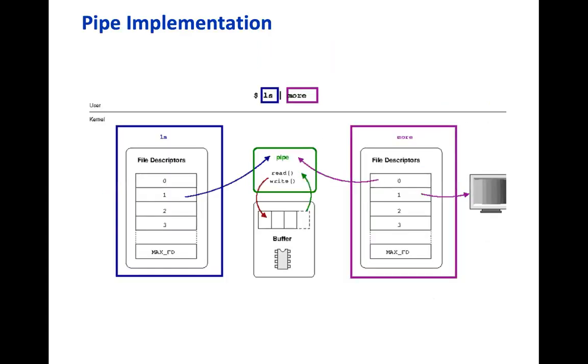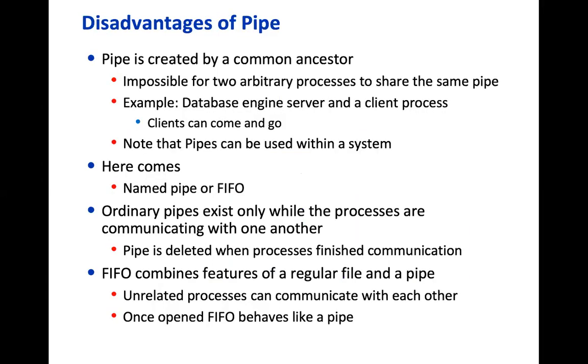Yes, sir. This is the same thing described in a different way, showing the mapping of file descriptors. File descriptor 1, which is the output of the first process, goes to the pipe, and file descriptor 0 of the second process reads from the pipe. So this is how it is implemented.